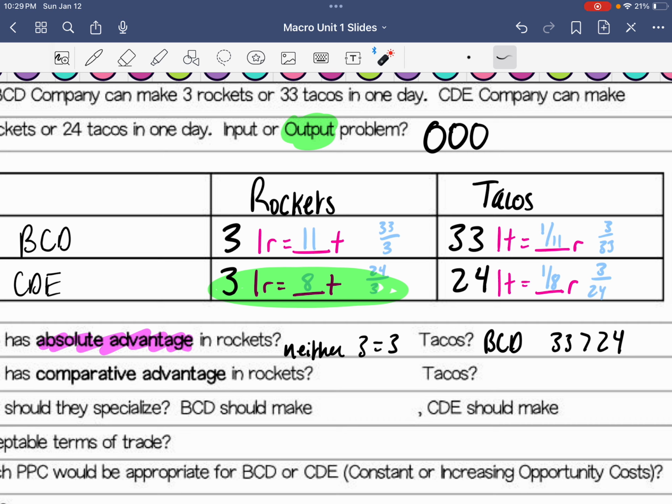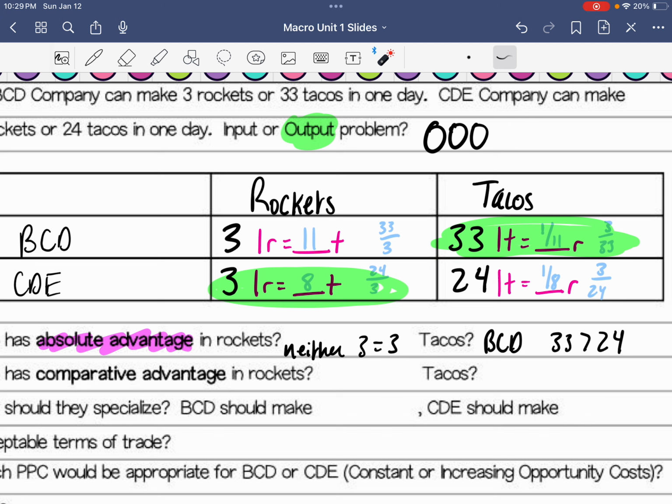Now take a look at tacos. If country BCD makes 1 taco, they lose out on 1/11. If they make 1 taco in CDE, they lose out on 1/8. We want to lose out on less, so this is our winner there. And also notice they're opposites of each other. They're never going to be side by side. One country is going to have a comparative advantage, and one country's not. So they're always going to be crisscross, okay?